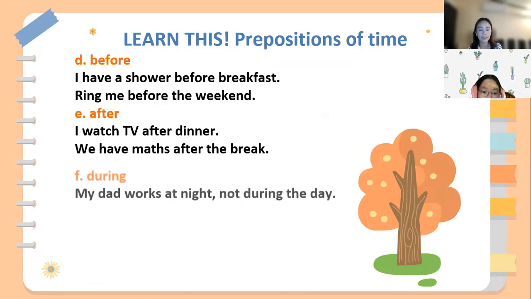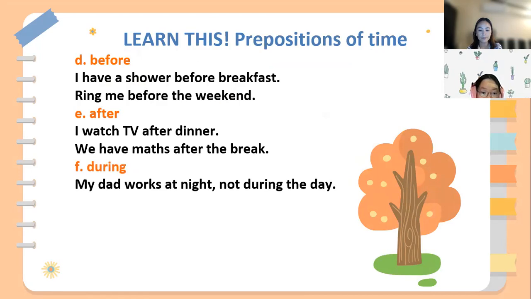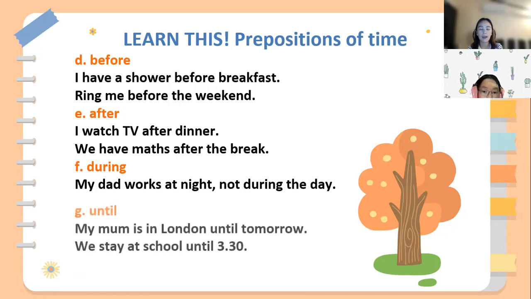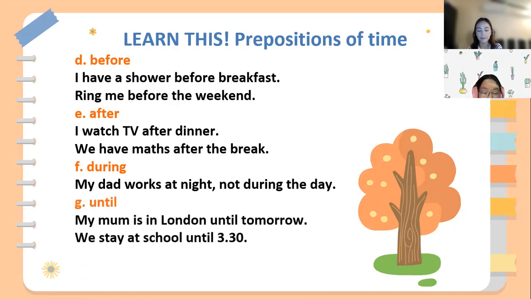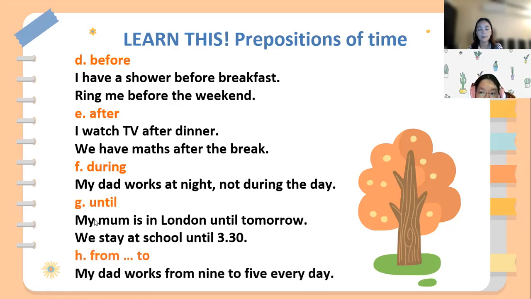Before and after. During. My dad works at night, not during the day. Until. My mom is in London until tomorrow. We stay at school until 3:30. From. My dad works from 9 to 5 every day.